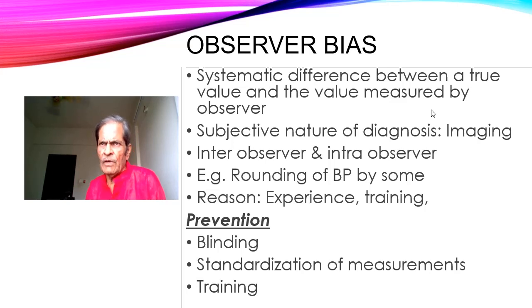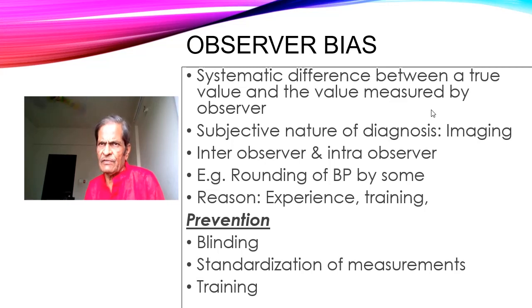The blinding, which is an important technique in clinical trials, can minimize the observer bias. The blinding is done for the person evaluating the outcome of the drug. So if such a person is blinded for what drug was given, then the observer bias will be minimized.